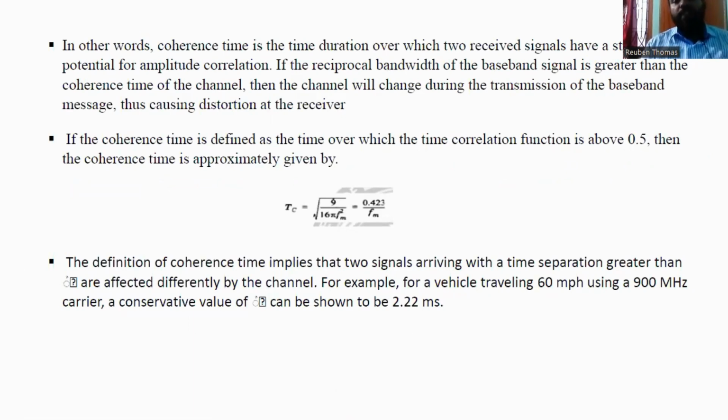If the reciprocal bandwidth of the baseband signal is greater than the coherence time of the channel, then the channel will change during the transmission of the baseband message, causing distortion at the receiver. The coherence time is defined as the time over which the time correlation function is above 0.5. Then the coherence time is approximately given by Tc is equal to root of 9 divided by 16 pi square fm squared, that is equal to 0.423 divided by fm.